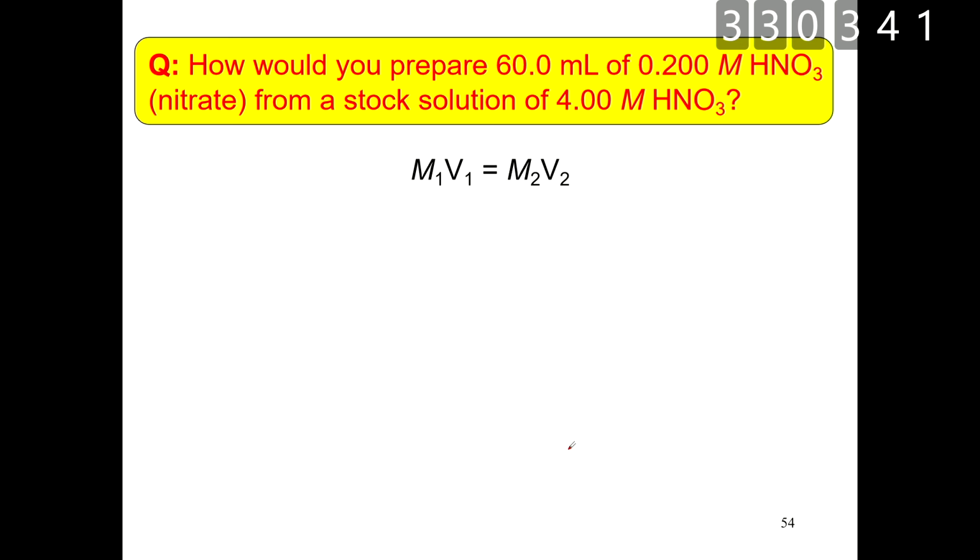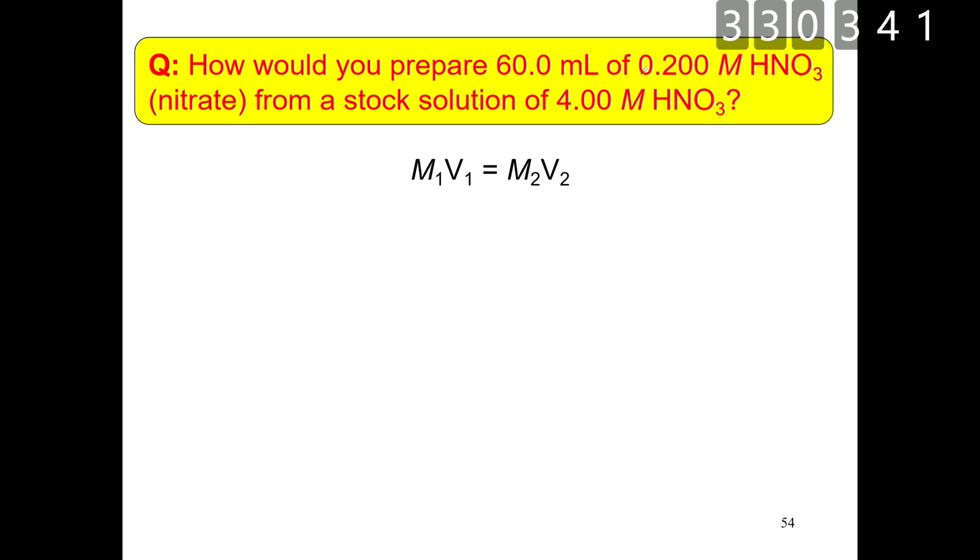Question. How to prepare 30 milliliter of 0.2 this concentration of HNO3 nitrate from a solid solution of 4M nitrate. What does this mean? This means we have the solution of this concentration. Okay. Now we need to prepare 30 milliliter of 0.2 this solution.